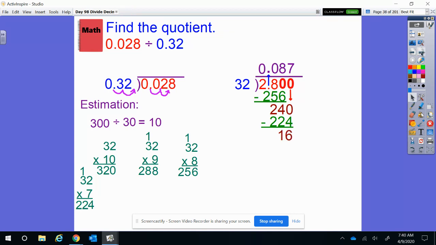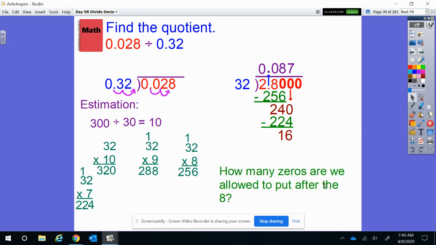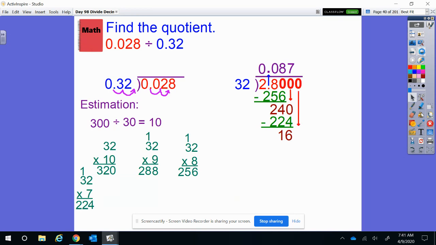Now that brings 16. Gee, we're still not there. We just have to keep going until we can zero this out. We have to have a 0 down here. Got to zero it out. How many zeros are we allowed to put after the 8? As many as we need to, to zero it out down here. We have another one. Drop the 0.